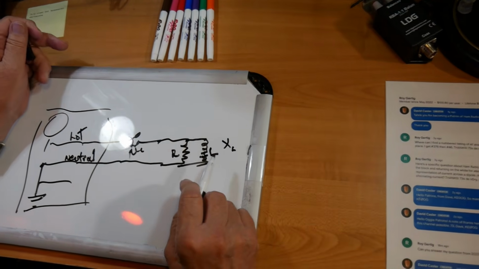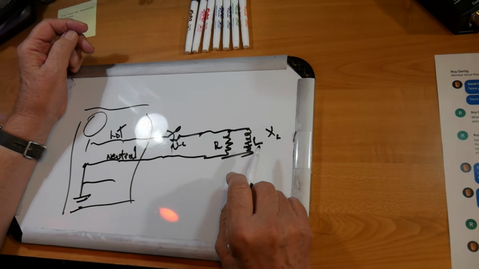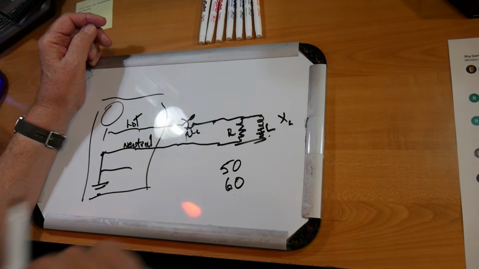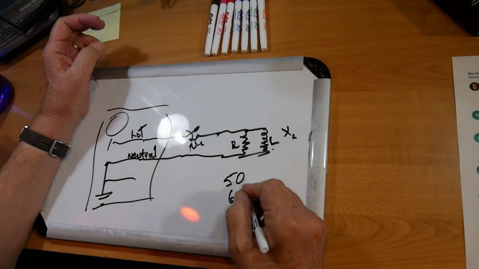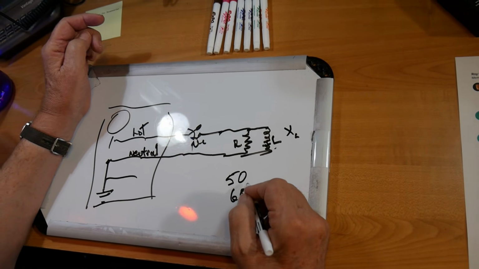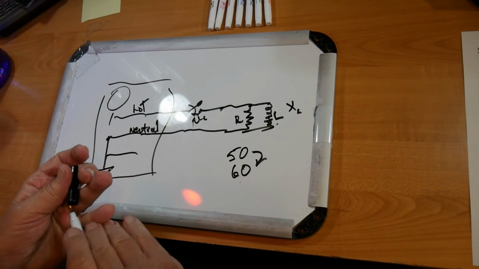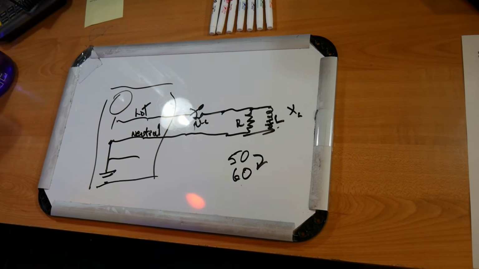It used to be in the United States, there was 50 hertz and other places 60 hertz. And then even in cities, there'd be differences. And then everybody went to 60 in the United States. That is not true abroad.